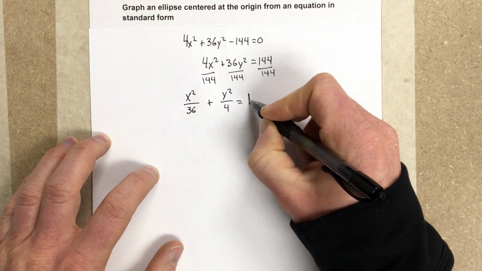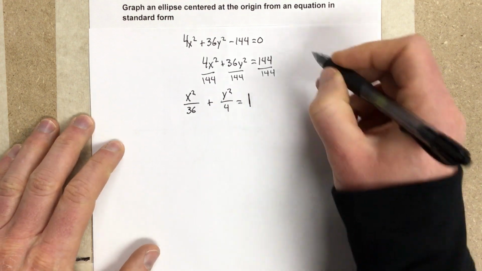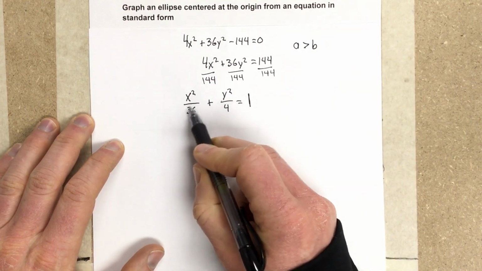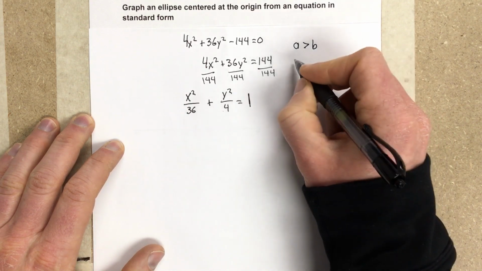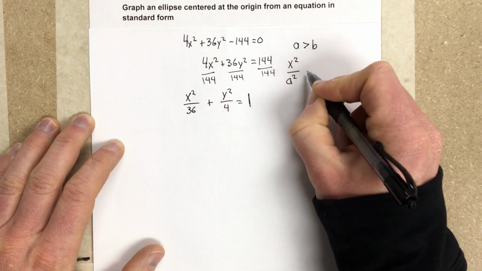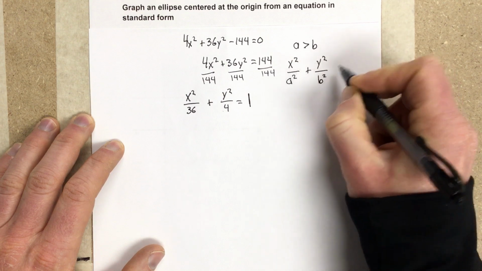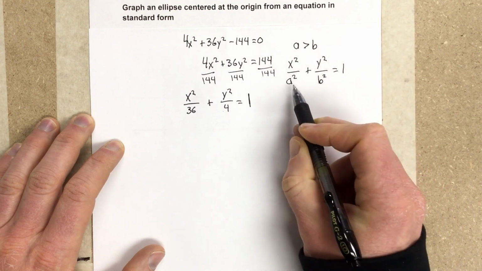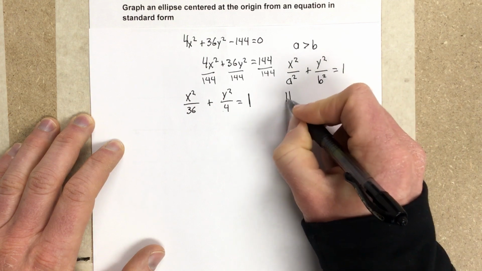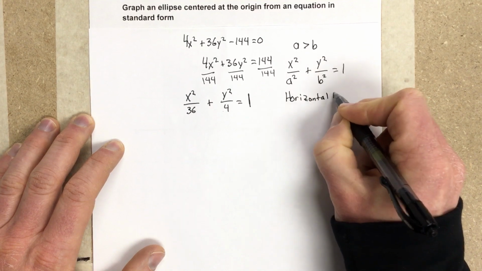Now I have this equation in standard form, and I want to notice that, first of all, I always need A to be greater than B. And in this case, 36 is greater than 4, so my equation for this would be x squared over A squared plus y squared over B squared is equal to 1. And because A is greater than B and A squared is underneath x squared, this tells me I have a horizontal ellipse.